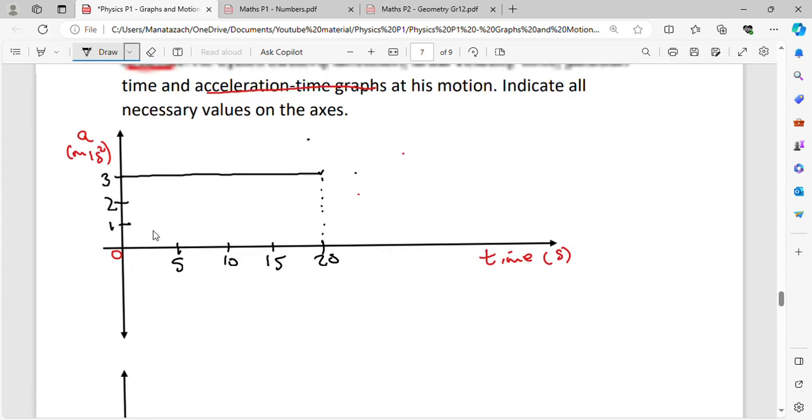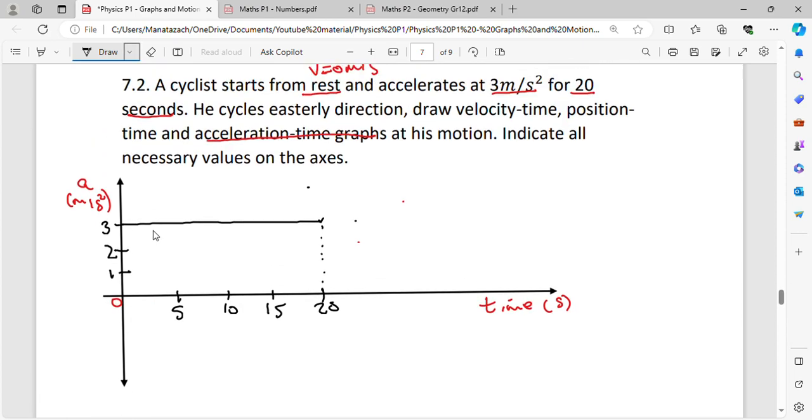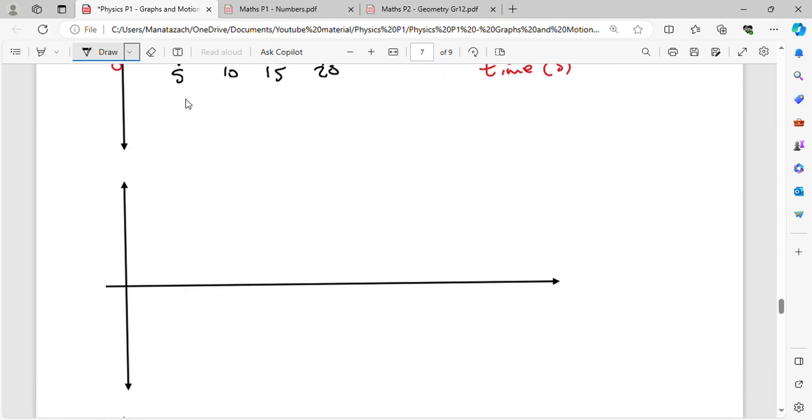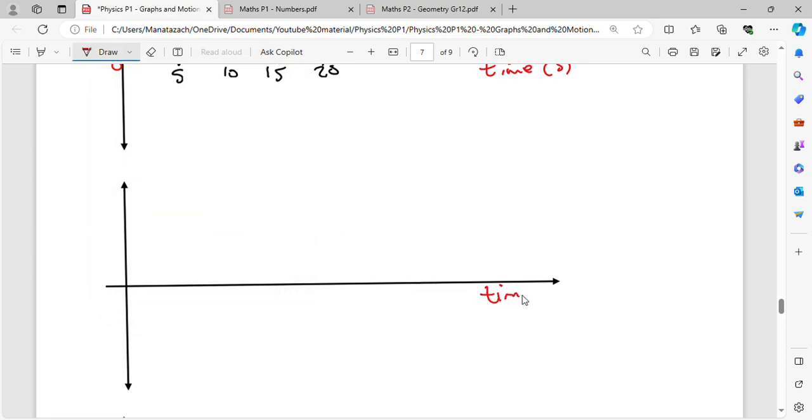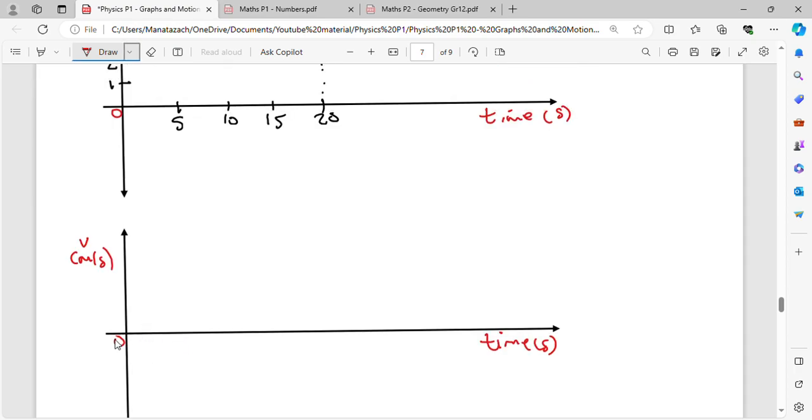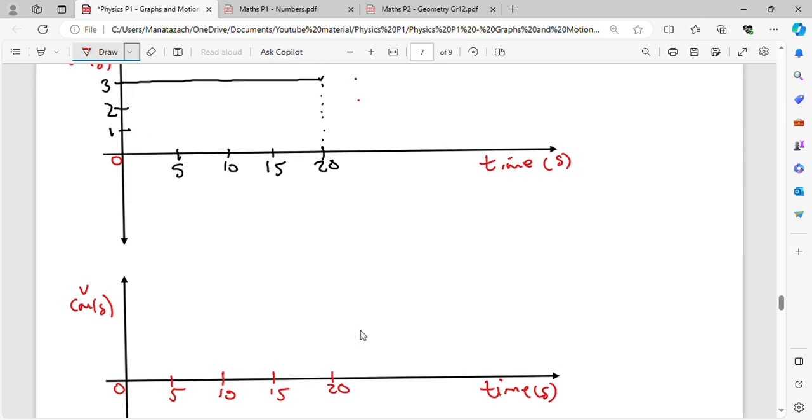So now let's go to the velocity time graph. Let's plot the velocity time graph. When you do so, our time doesn't change much as in the acceleration. So here we'll just say 0, 5, 10, 15, 20 as in the acceleration time graph. And then now let's work out the velocity.